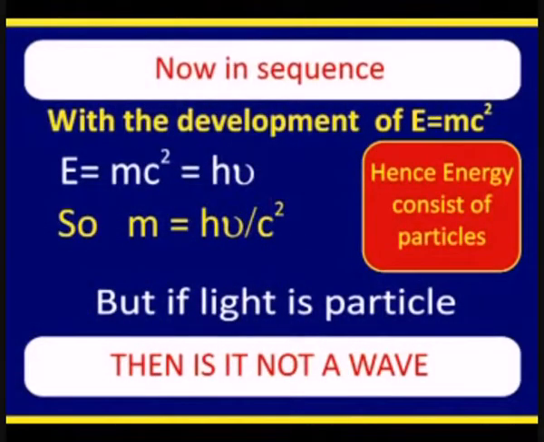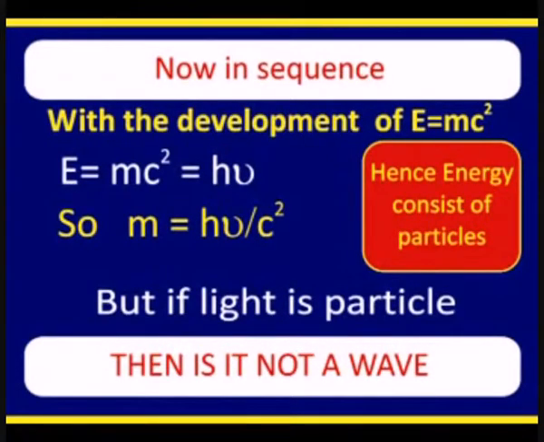Now we go ahead. In sequence with the development of E equal to mc square, E equal to mc square equals h nu. We cannot avoid h nu now. So m equals h nu by c square. We want to say energy consists of particles according to E equal to mc square, but E equal to mc square is equal to h nu, and therefore m equals h nu by c square. Now the question is, does energy consist of particles?